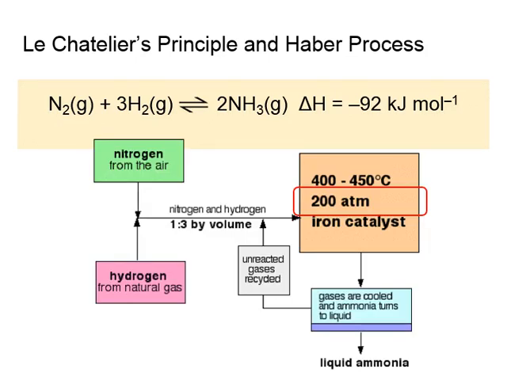However, there are high costs involved to build equipment that can withstand high pressure. The favored pressure is around 200 atmosphere, which balances the cost of equipment with profits from increased yield.